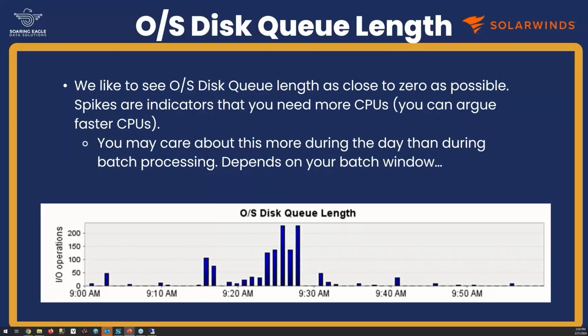Disk queue length. So let's talk about what disk queue length means. The disk queue length is the number of I/O operations that are sitting at the controller level waiting for completion. So I want a page, I look in cache, it's not there. I push this off to an I/O request.